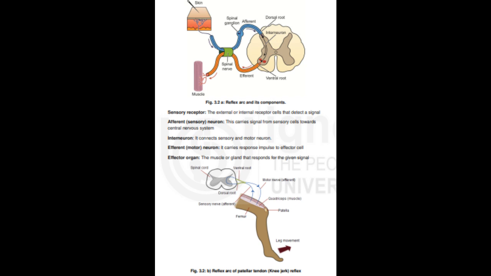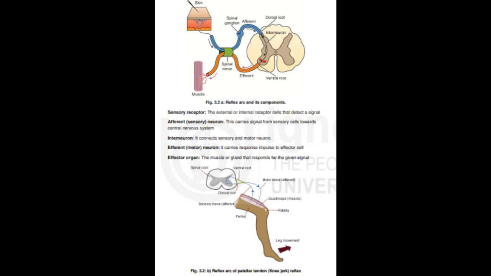Reflex arc and its components. Reflexes are the outcome of a neural mechanism and its neuronal path is termed the reflex arc. It has 5 components, Fig. 3.2a. Fig. 3.2a, reflex arc and its components. Look at the screen.